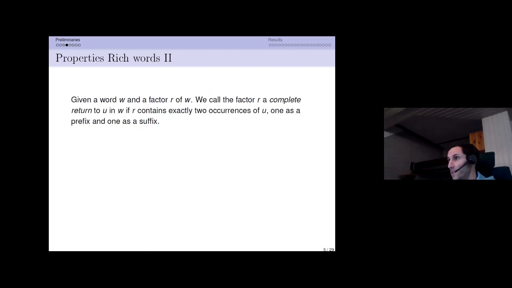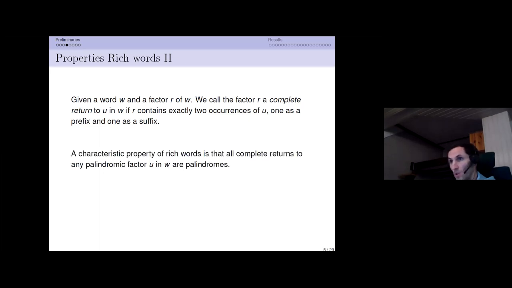Yeah, I go to the next slide. Okay, I will need the definition of a complete return. Given a word W and a factor R of W, we call the factor R a complete return to U in W if R contains exactly two occurrences of U, one as a prefix and one as a suffix. Yeah, this is the definition. I think it is clear. So the factor U is a prefix and the suffix of the word R, and it has exactly two occurrences. I think this is quite well known.